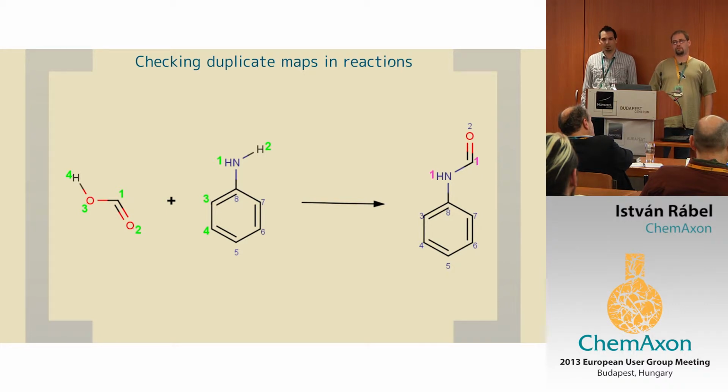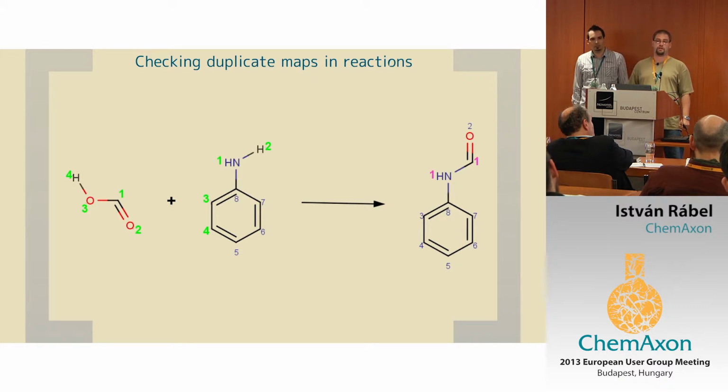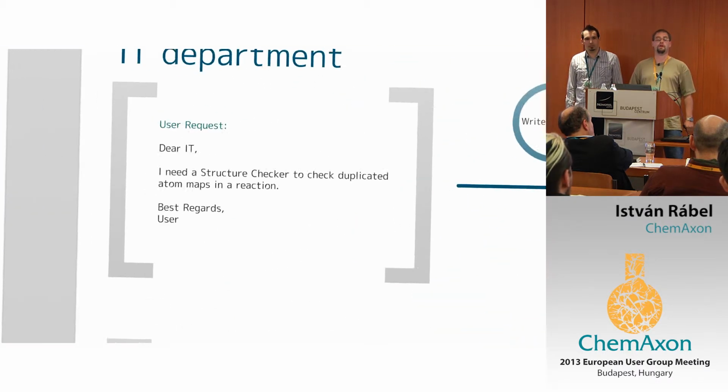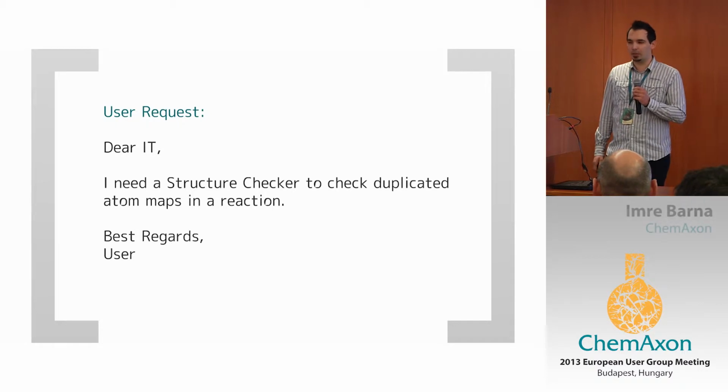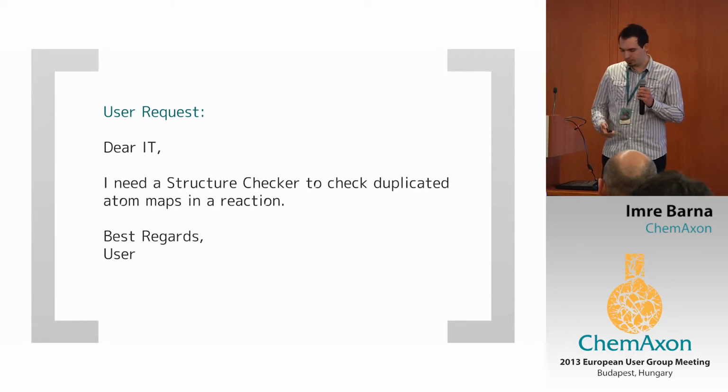And they want to make sure that this will never happen again. So something must be done, but at the moment, ChemAxon Structure Checker does not block this issue. So what can we do to solve the problem fast and easy? It seems we got an issue. We have to create a new structure checker that checks duplicated atom maps in reactions, and we should provide a fixer as well.